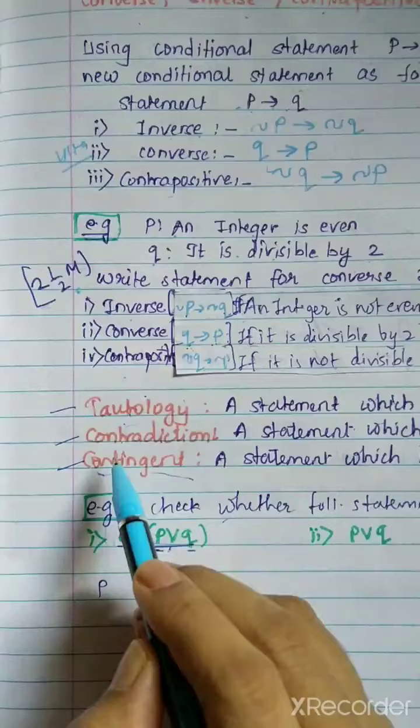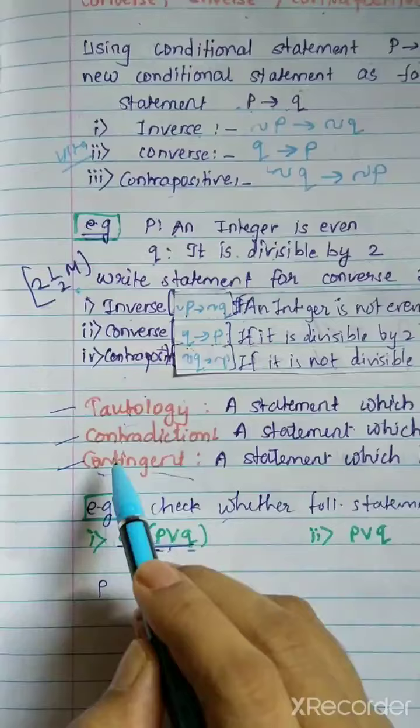And converse means what? Converse means opposite, keep this in mind. The converse of P implies Q will be Q implies P. And contrapositive is the inverse of the converse. Like the inverse is negation P implies negation Q and the converse is the opposite, Q implies P. Similarly, contrapositive will be negation of Q implies negation of P.